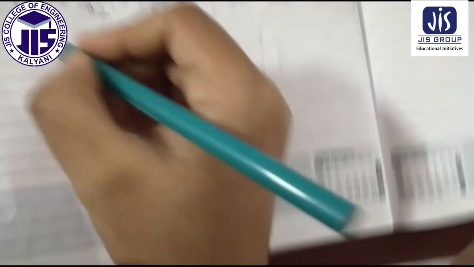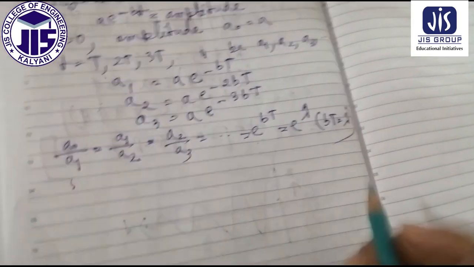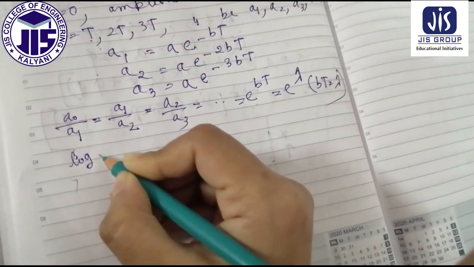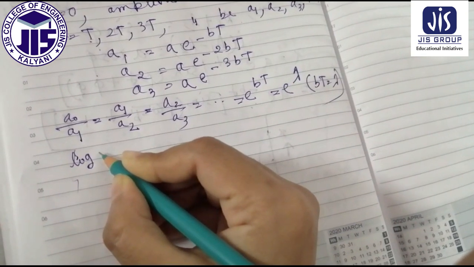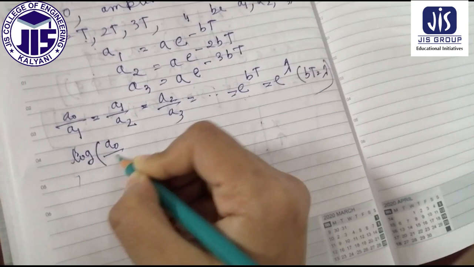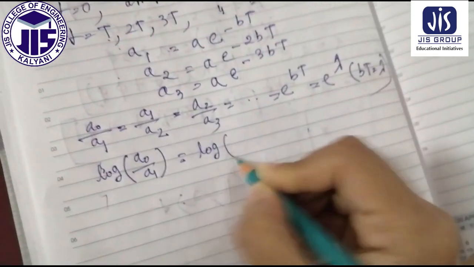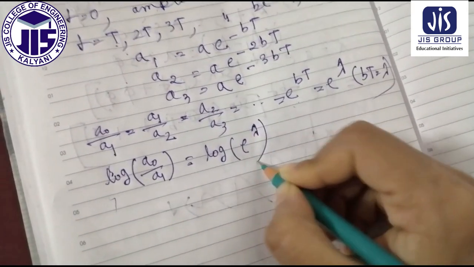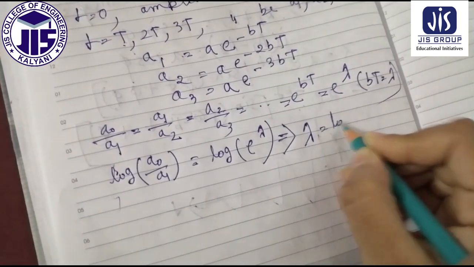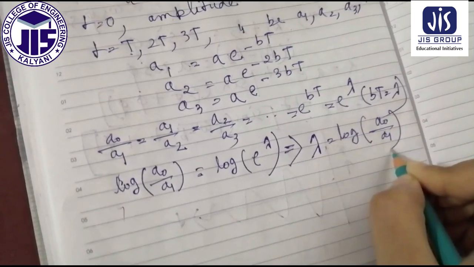Now interestingly, if we take log on both sides, then we get log a0 by a1 is equal to, if we take log of e to the power lambda, then we get lambda equal to log of a0 by a1.